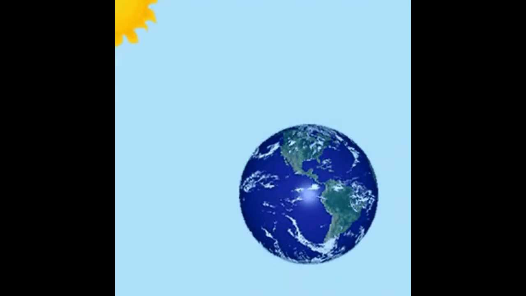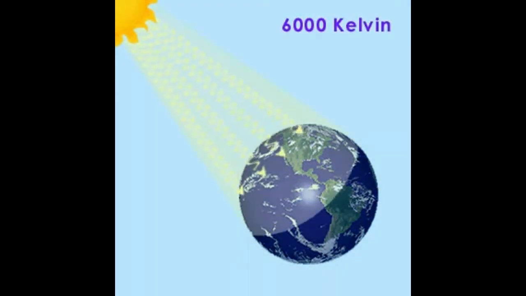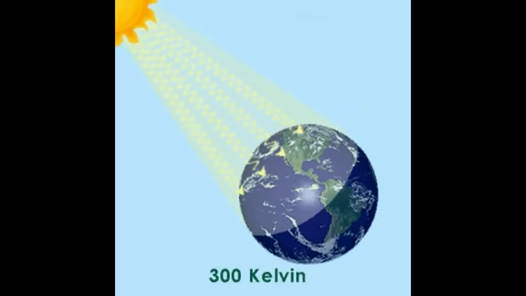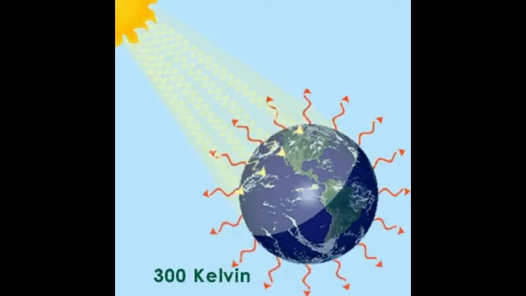In summary, the types of radiation emitted by the sun and the Earth are determined by their temperatures. The sun, which is very hot, emits high-energy, short-wave radiation, while the Earth, which is much cooler, emits lower-energy, long-wave radiation.